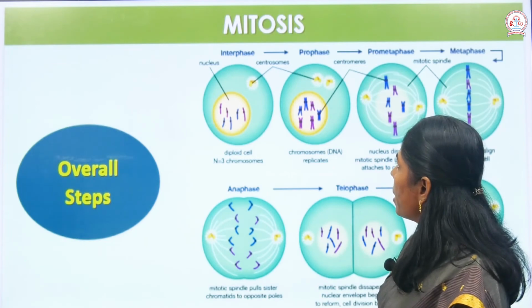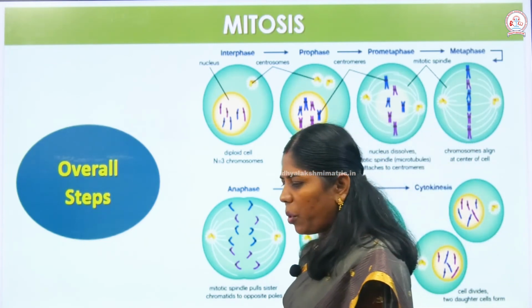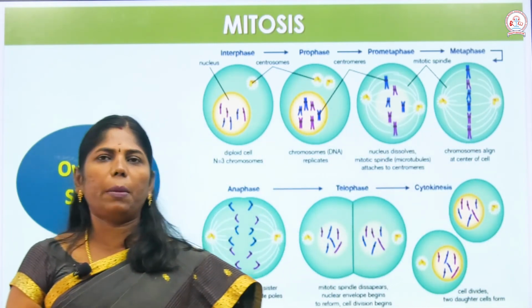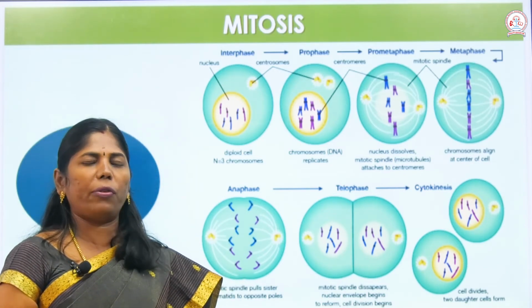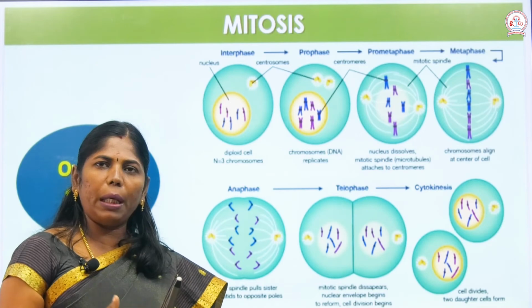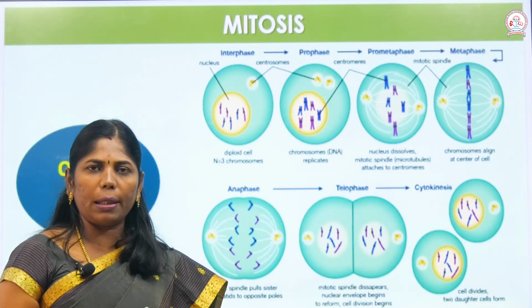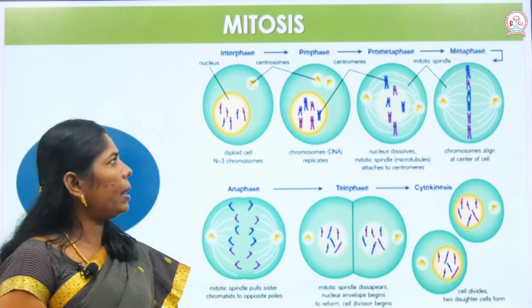So shall we recall once again mitosis. What is the prophase? First we saw prophase. In prophase, spindle fibers form, and the nuclear membrane, nucleolus and all the cell organelles disappear.